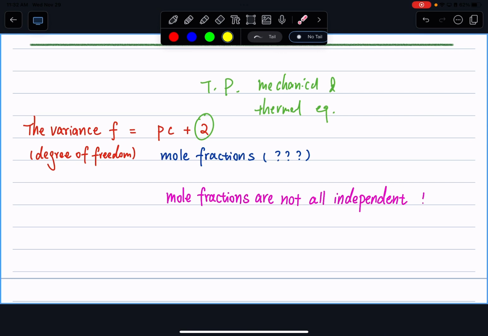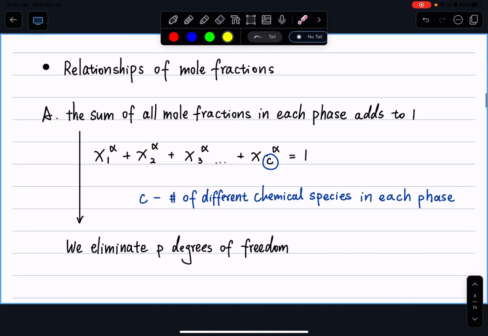There are two different types of relations we need to take into consideration. This is where we start. The question is, how do my mole fractions connect to each other? The first thing is that inside every phase, the mole fractions must add up to 1.